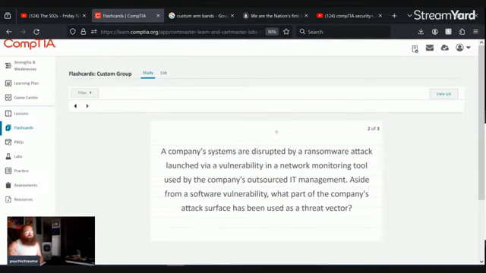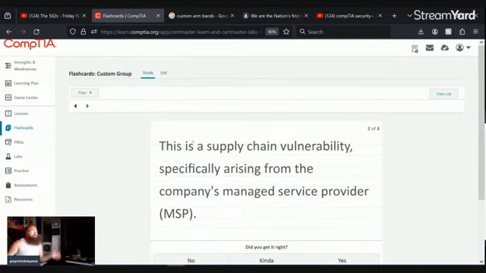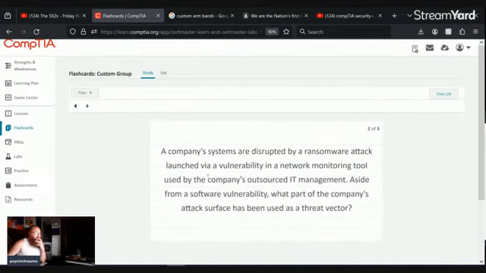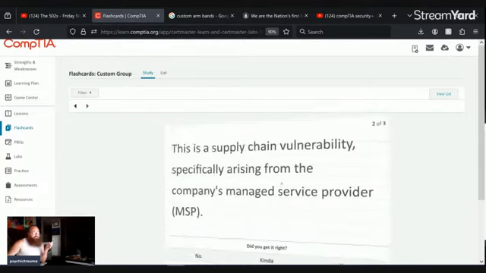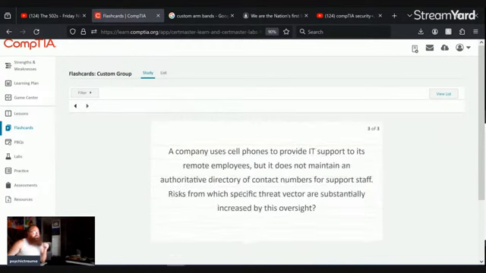B2B or B2C? Yeah, I think it's B2B, right? This is a supply chain vulnerability. Oh, specifically arising from the company's managed service provider. Okay, we didn't get that one either.